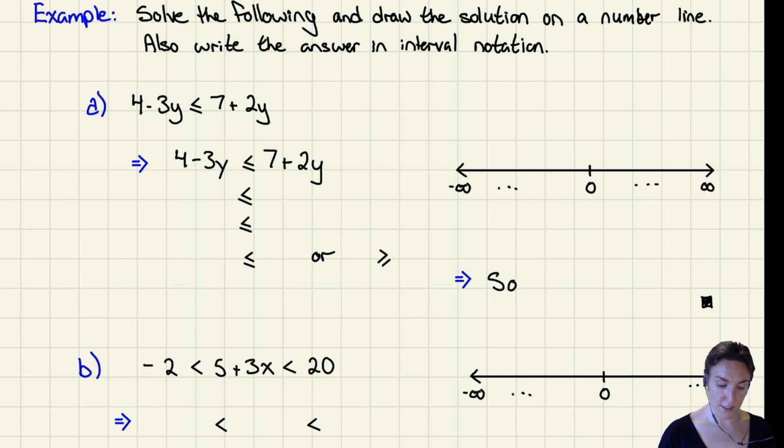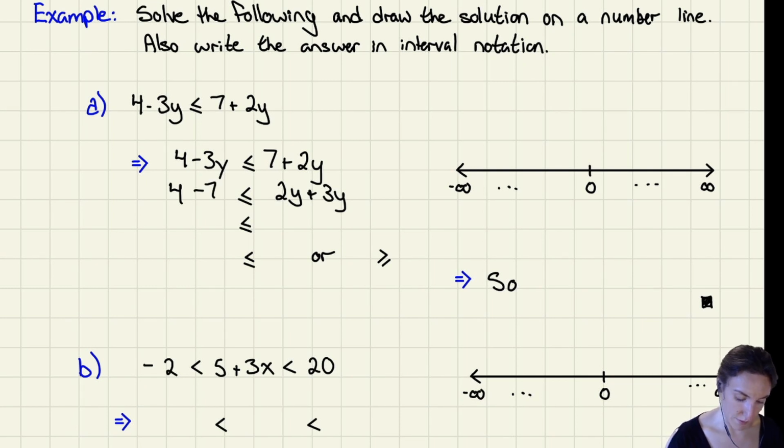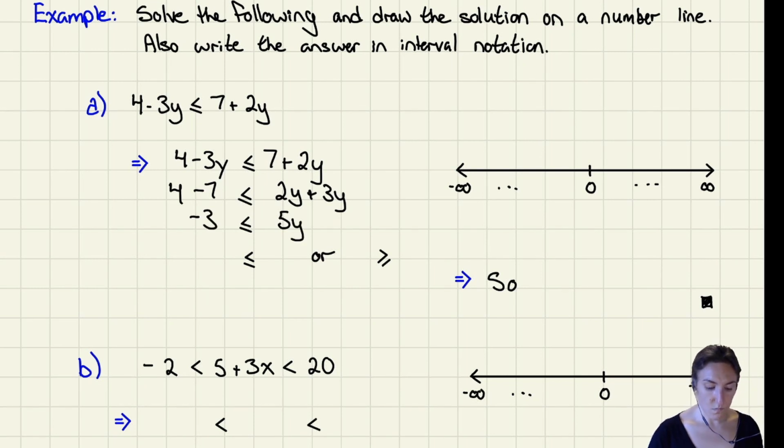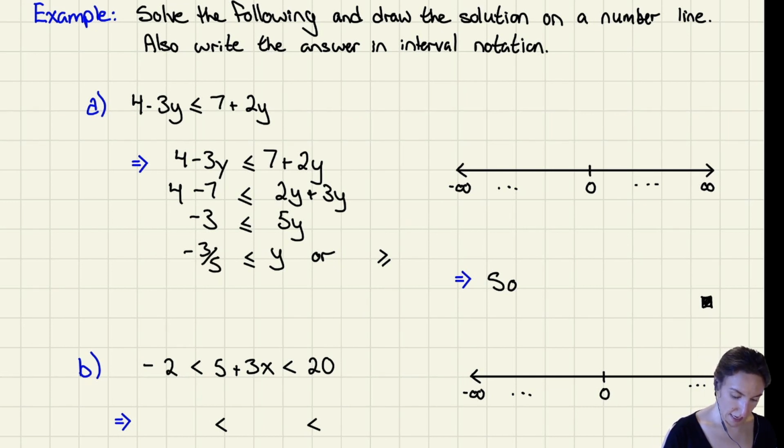I'm going to bring my y to come on this side. Okay, so I'm going to have my 2y plus 3y, and the other constant term I'll bring to this side, so I will have 4 minus 7. So now I'm going to have 5y here, and then I'm going to have negative 3 here. And I still have to isolate for the y, so I'm going to divide through by 5. Okay, or if you don't like this notation, it's the same as writing y is greater than or equal to negative 3 over 5.